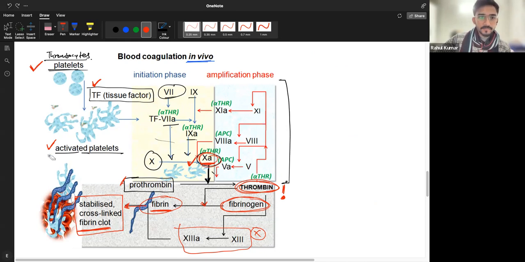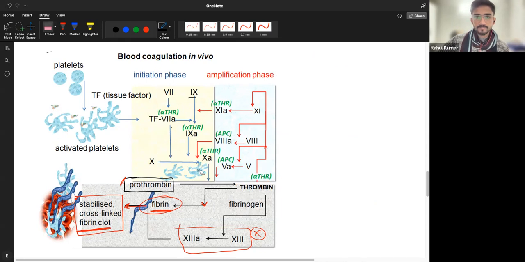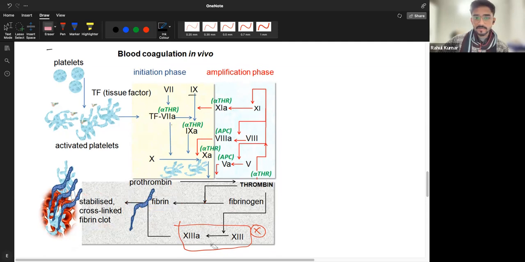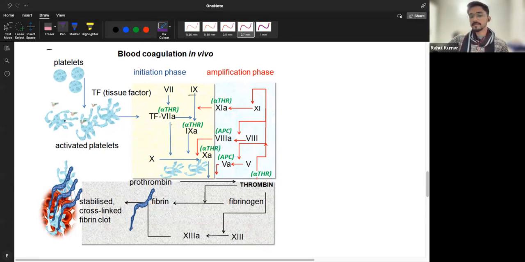Let me delete every change that I have made, and I will use an ink. Give me a color, tell me a color which is not on the screen already. Let's say purple. Okay, purple is not here. So whatever path I will follow, you have to remember that for your exam. Okay, so it all starts with platelets.